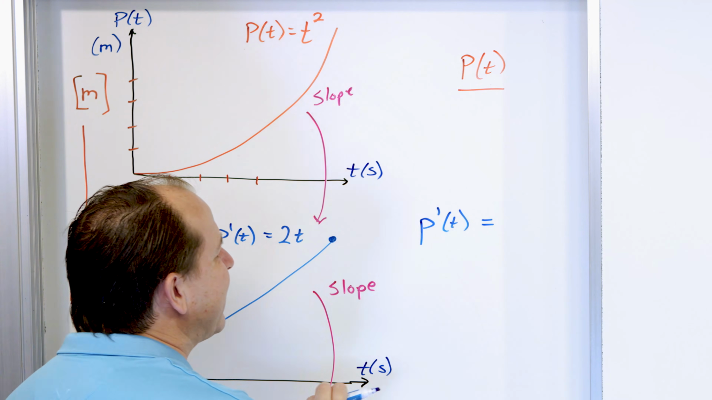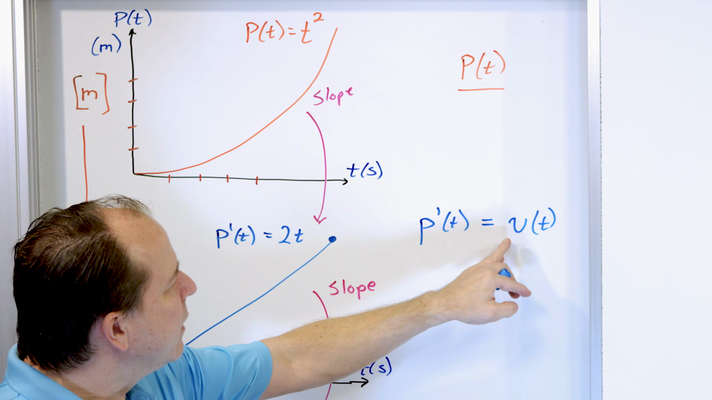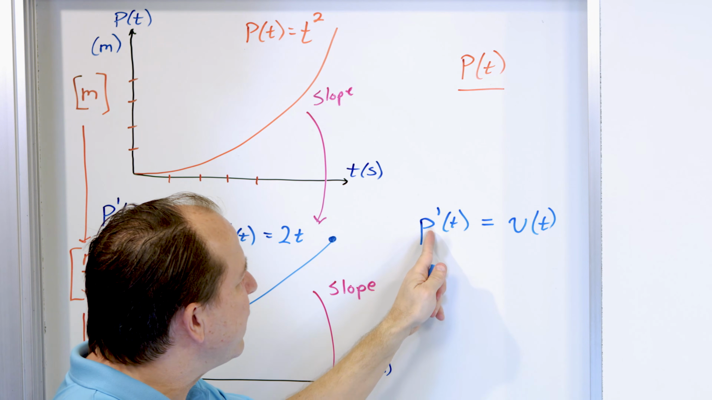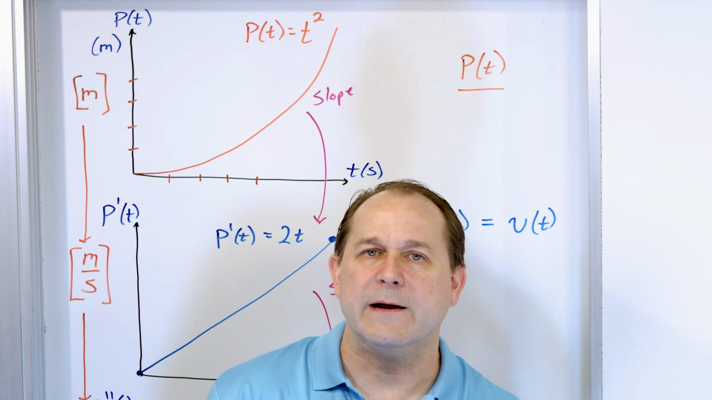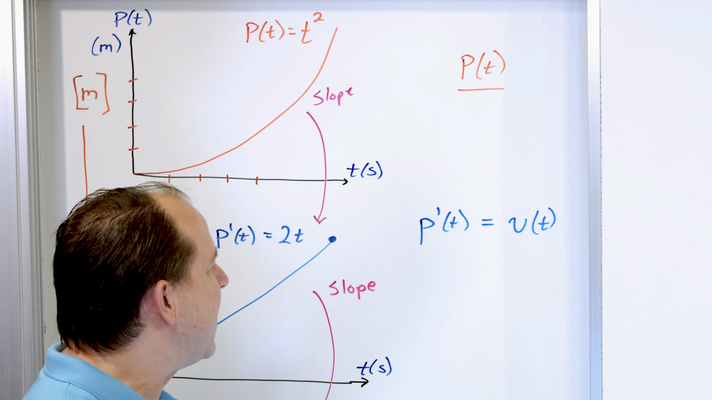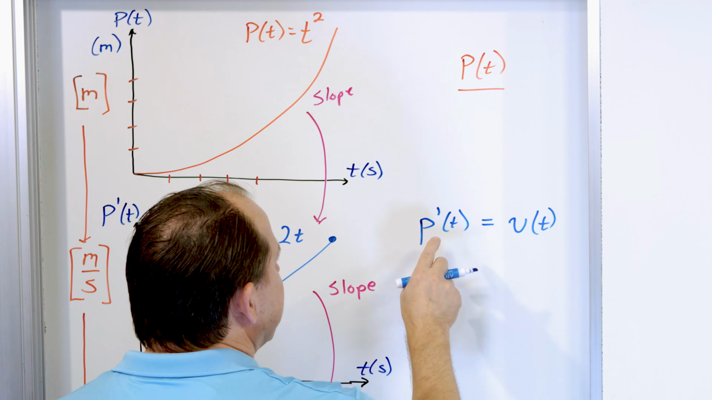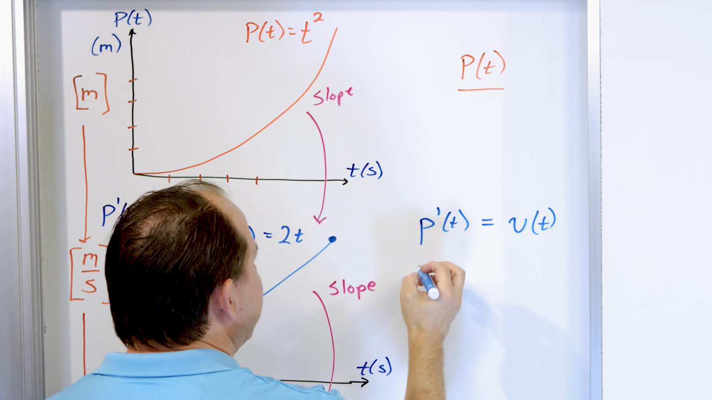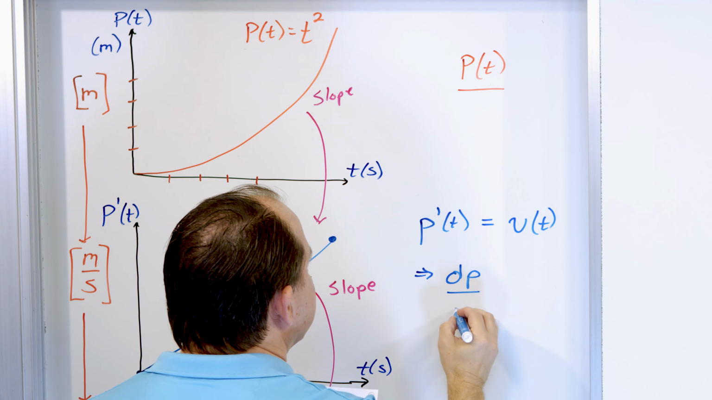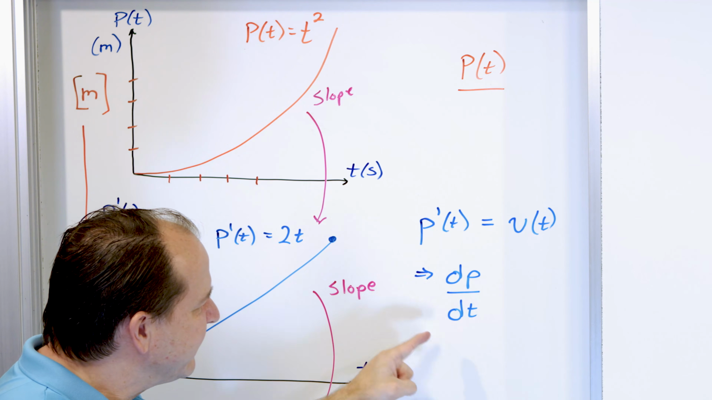But now I'm going to tell you that that's the same thing as what we call the velocity of the particle. So if I give you a graph of the velocity of the particle, you know now that that's the derivative of the position function as a function of time. So p prime of t is exactly the same thing as the velocity as a function of time, or the velocity function, right? And another way to write this, instead of p prime of t, is dp/dt, like this.